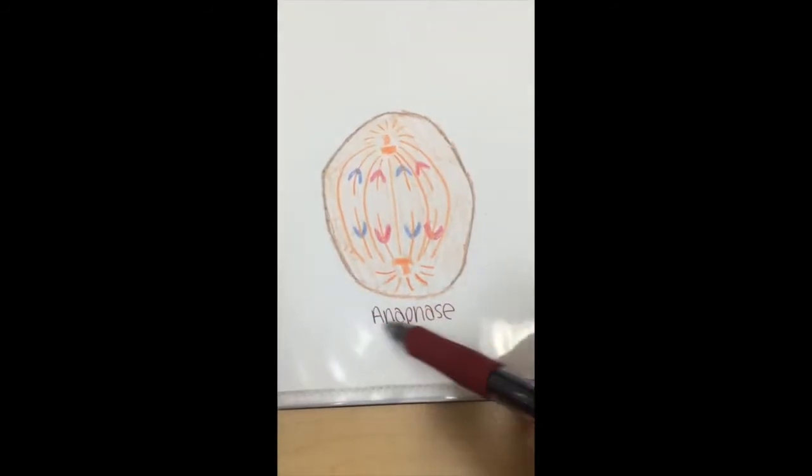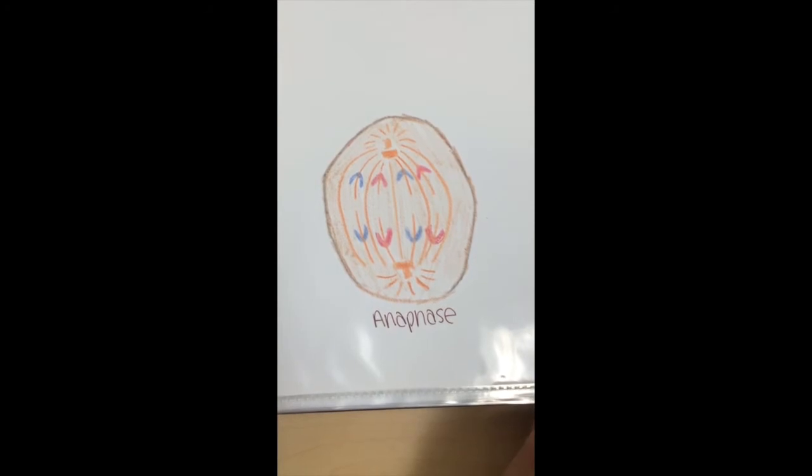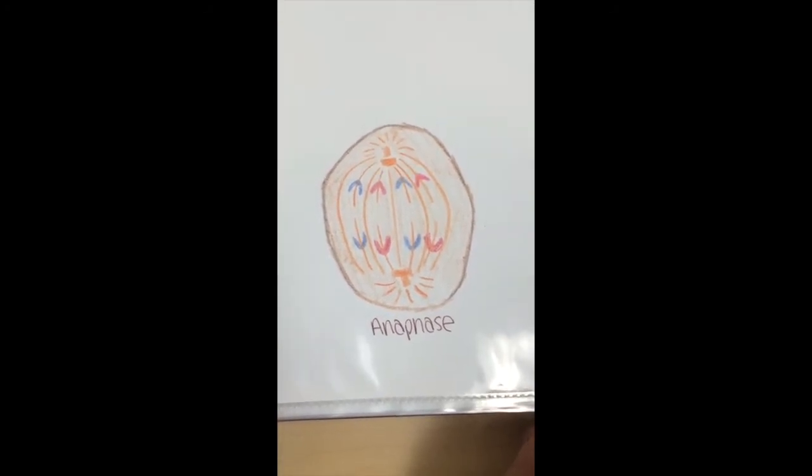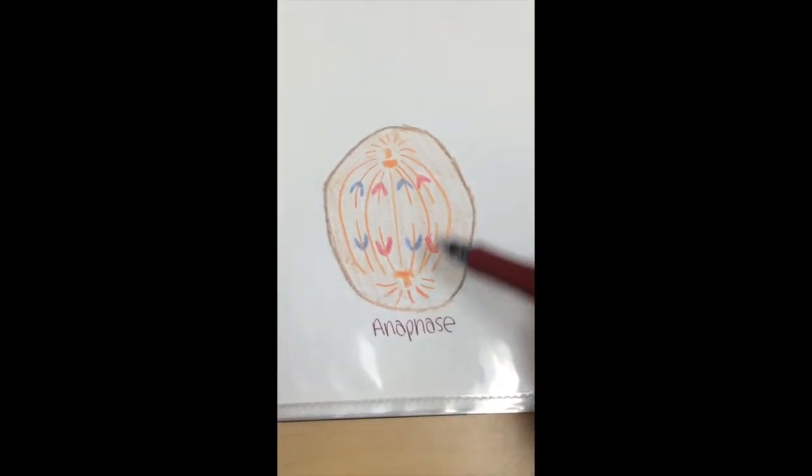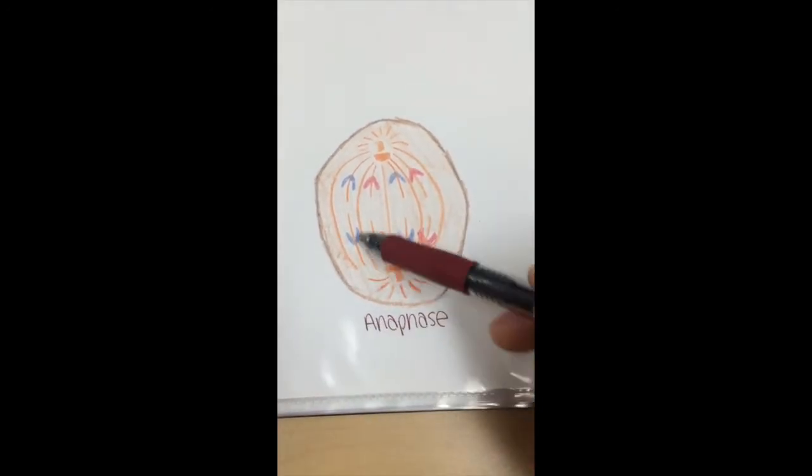An illustration of anaphase. Anaphase is when the centrosome of each chromatid pair splits and the two chromatids get pulled apart. The two daughter chromosomes get pulled to opposite ends of the cell along the chromosomal microtubule.